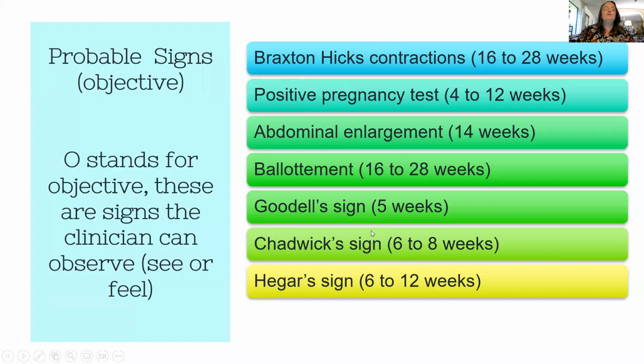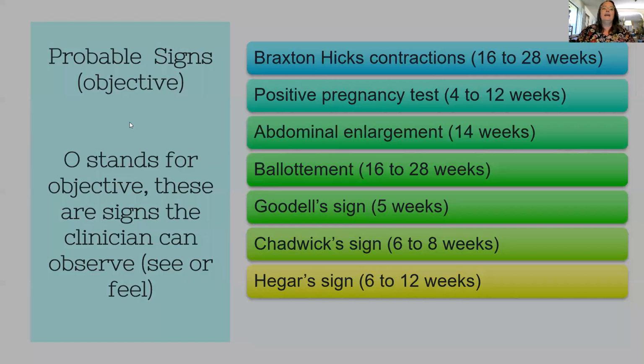And then we move into probable signs. These are objective. So these are things that we can observe, we can see or feel. And then this is the list that fits in there. Goodell sign, Chadwick sign, and Hegar sign are all referring to signs we see in the cervix. Ballottement, also a sign we see in the cervix. And so I like to remember probable has the O in it, so it's objective, observe, see or feel.